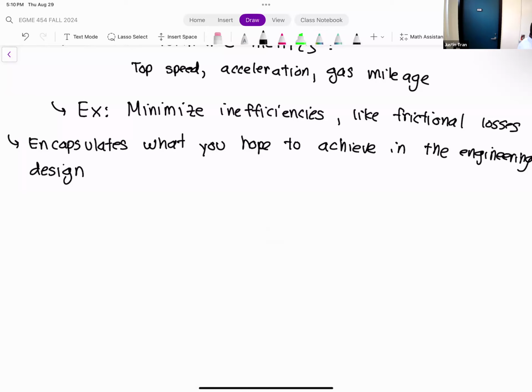So stating your goals, or stating what you want to be factored into your objective function, that's usually the easy part, right? So you're starting engineering design. You want to maximize performance, you want to minimize costs, you want to maximize efficiencies, things like that. Okay. So coming up with the idea of what your objective function should have is easy.